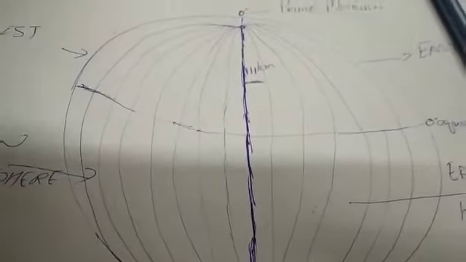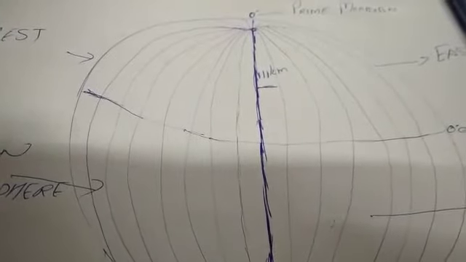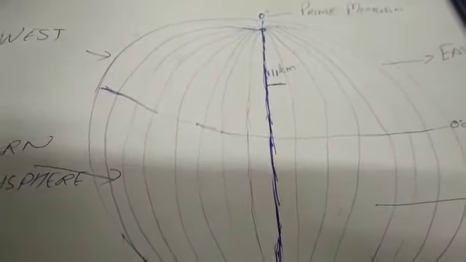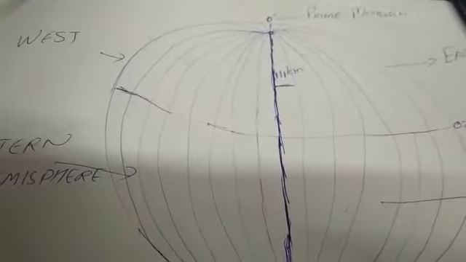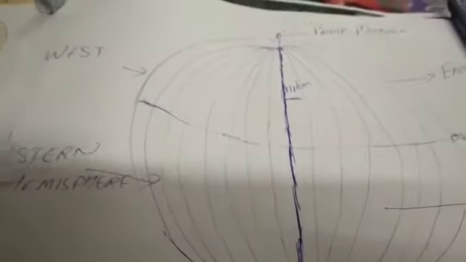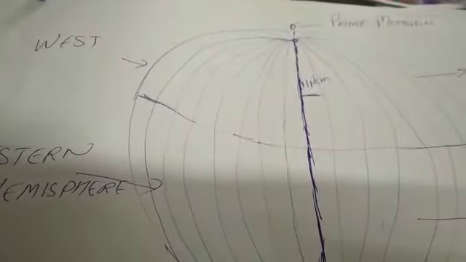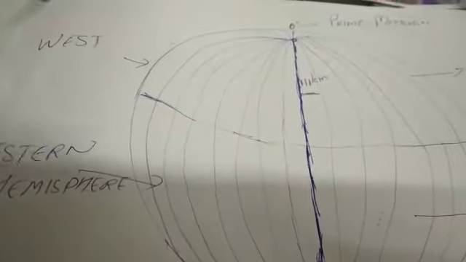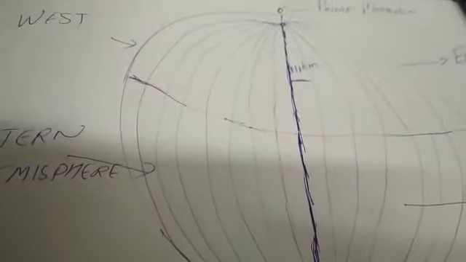Children, as you see in this diagram, there are 360 lines of longitude. You cannot see all the lines, but I have drawn a few. The center line that you see is the prime meridian. It is located at 0 degrees. The other lines of longitude are known as lines of meridian.